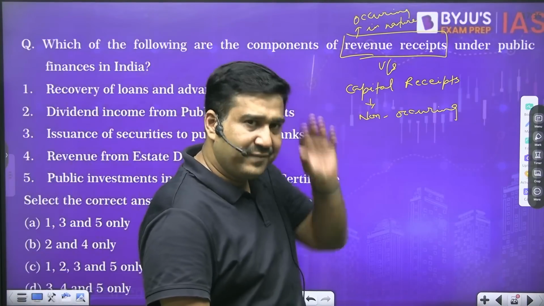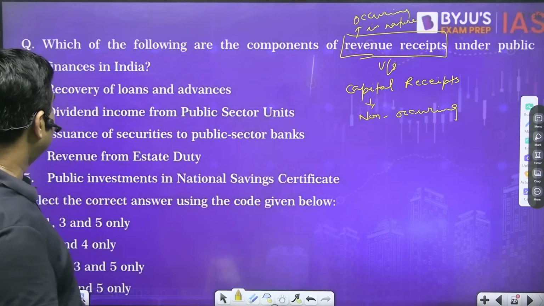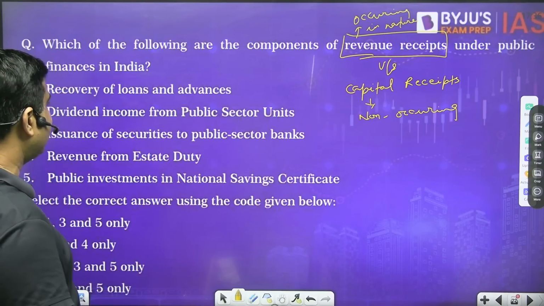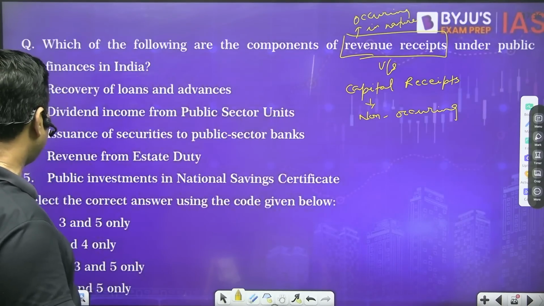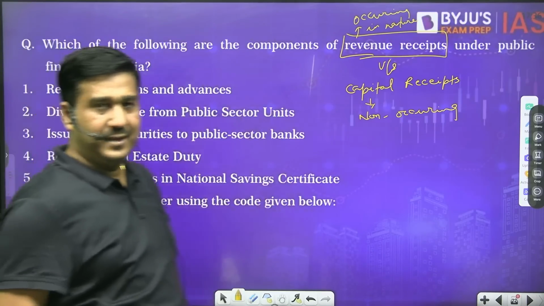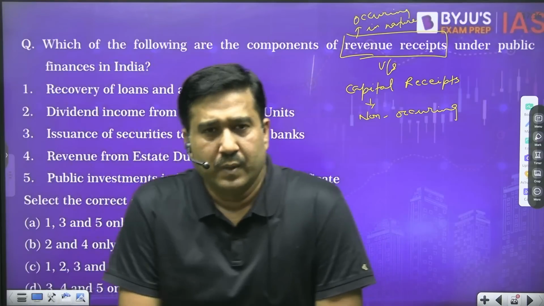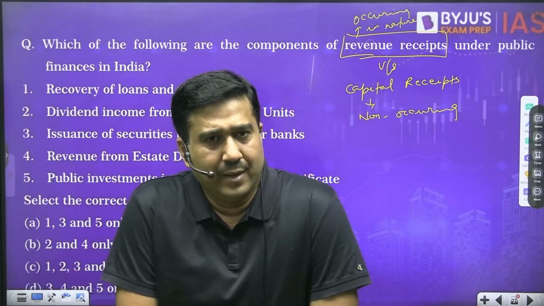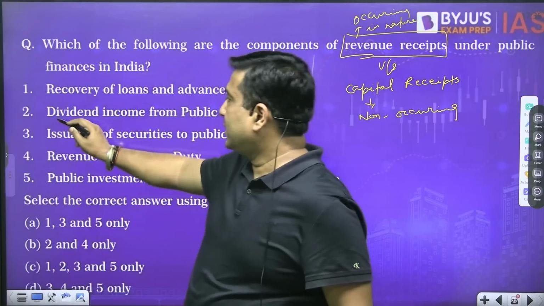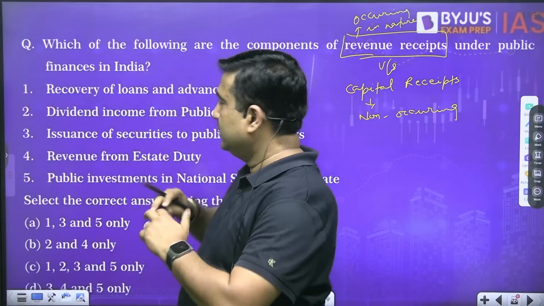Now in the light of this definition, look at the options. Recovery of loans and advances, dividend income from public sector units, issuance of securities to public sector banks, revenue from state duty, and public investments in national savings certificate. There are multiple facts in this question, revenue receipt and capital receipt. What you need to do is actually mug up. Otherwise, with dividend income, if it says reinvestment of dividend income, things would change.